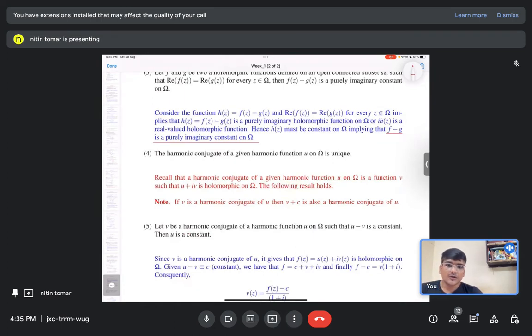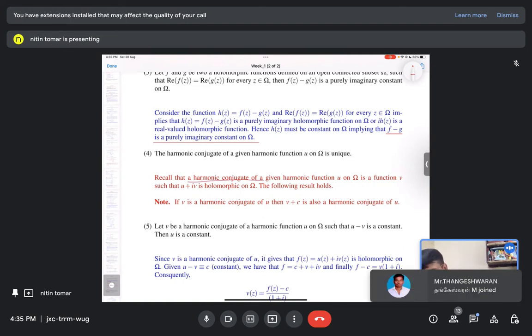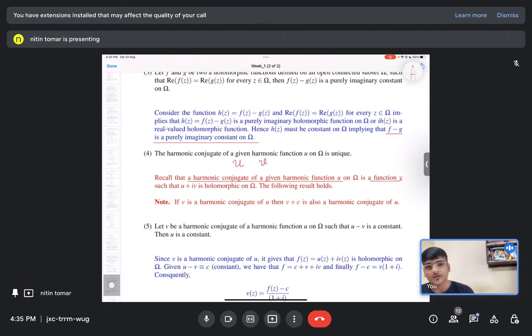Now the harmonic conjugate of a given harmonic function u on omega is unique. First of all, let's recall what we mean by harmonic conjugate. A harmonic conjugate of a given harmonic function u is a function v. So if you have a harmonic function, v is called its harmonic conjugate if u plus iota v is a holomorphic function.